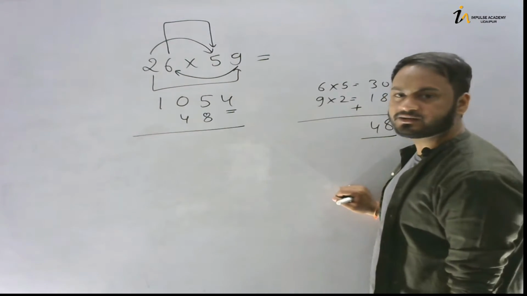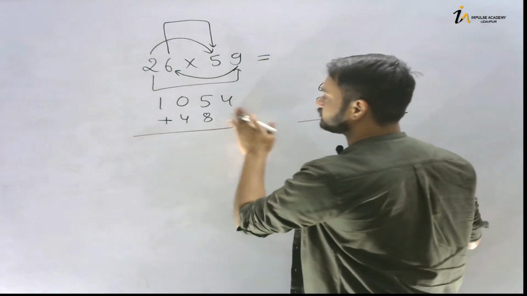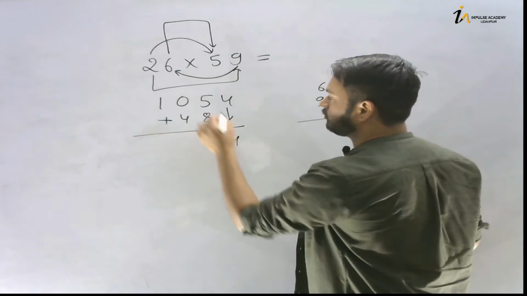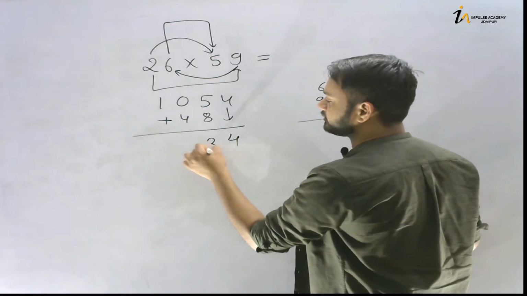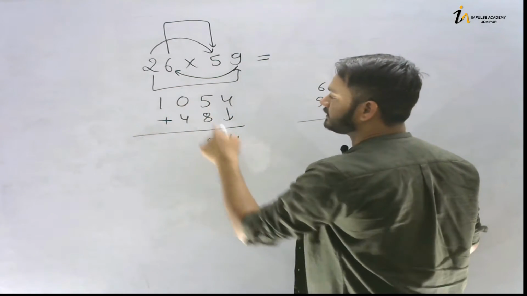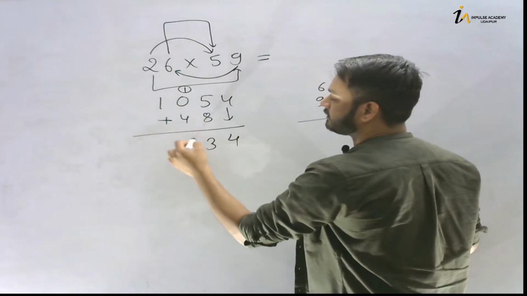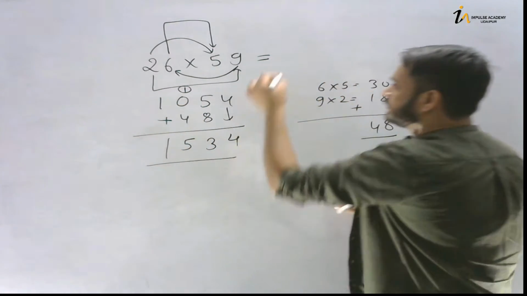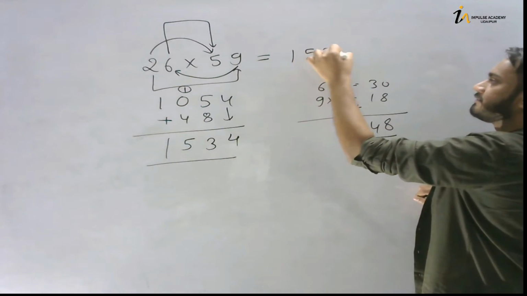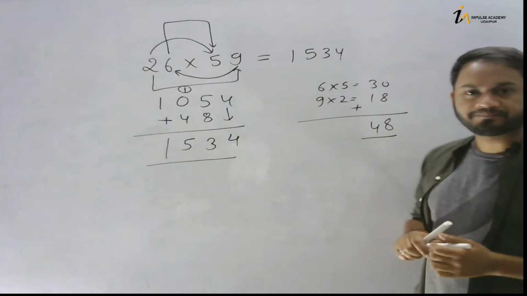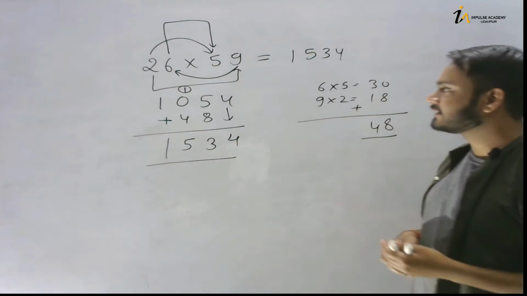Now just add this: 4, 8 plus 3 is 11, 8 plus 5 is 13, 13 plus 1 carry, and so on, giving 1534. So the answer will be 1534. Isn't it simple? Okay, let's try another example.